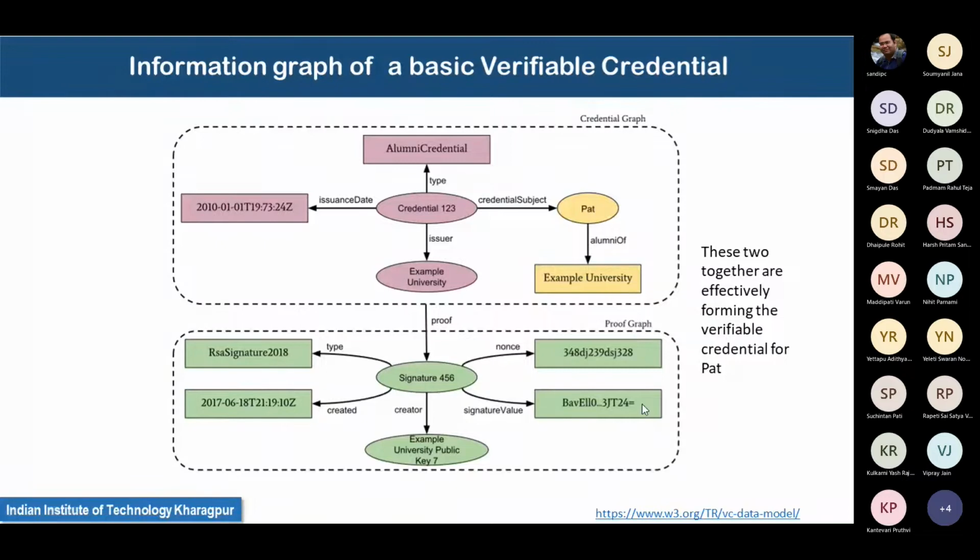So then this is the signature value, and using this public key, we should be able to decrypt this signature and then check that it was indeed issued by the particular university, which is, say, this example university. And then we could also have this created. So that means one part here, the issuance date, could be when that PAT became an alumnus of example university.